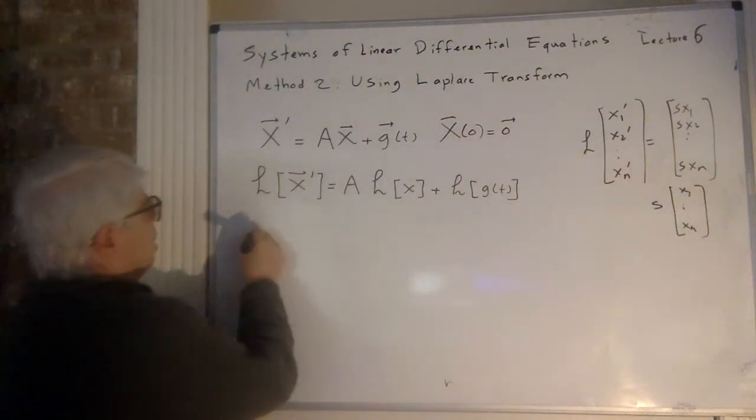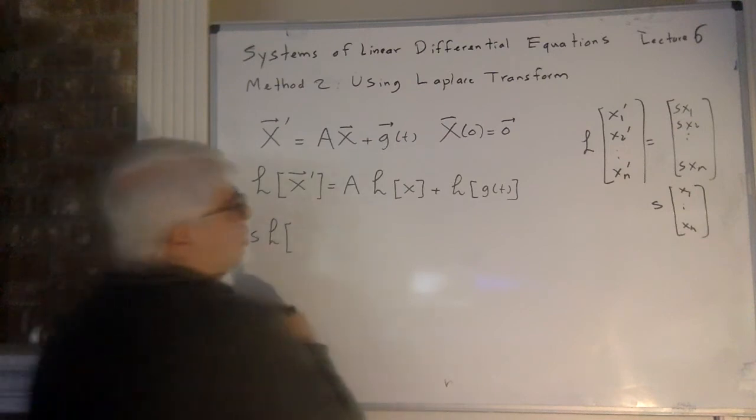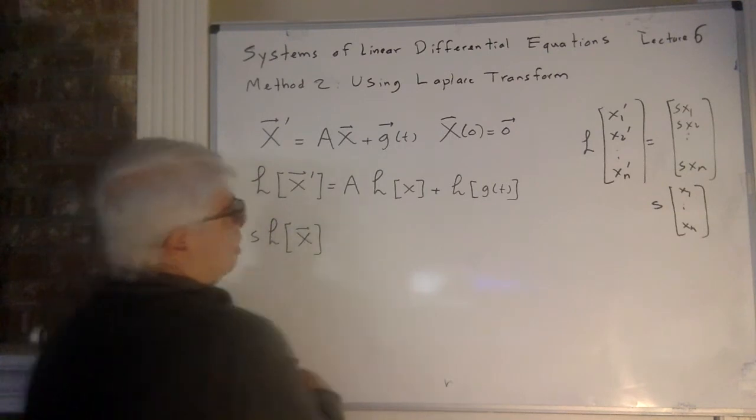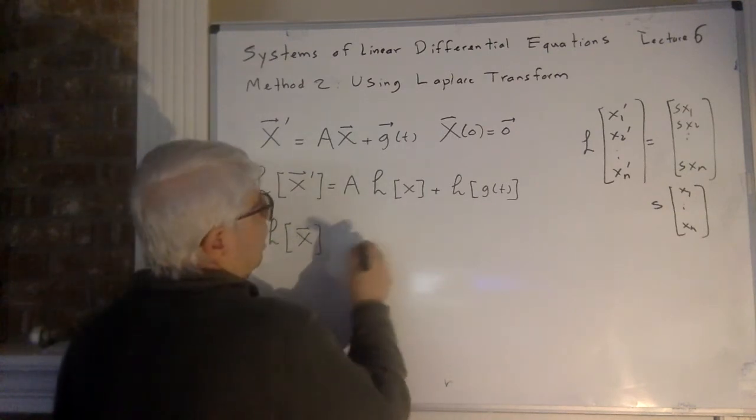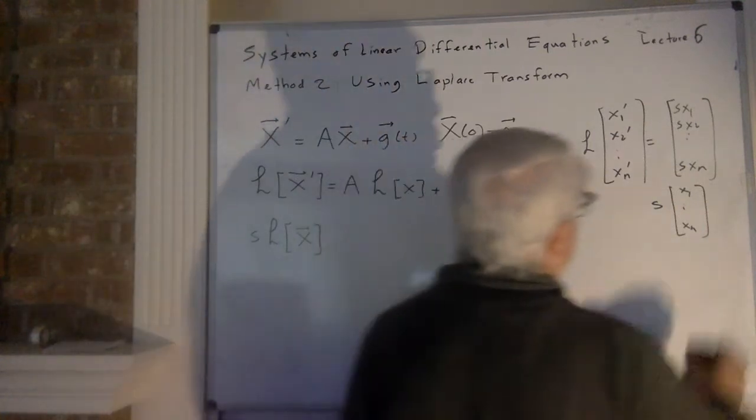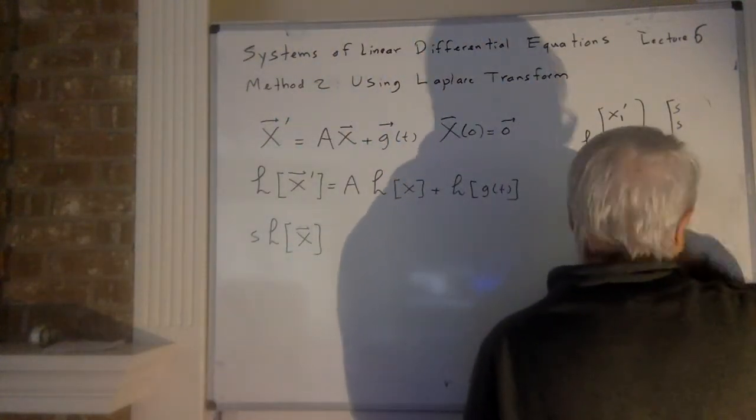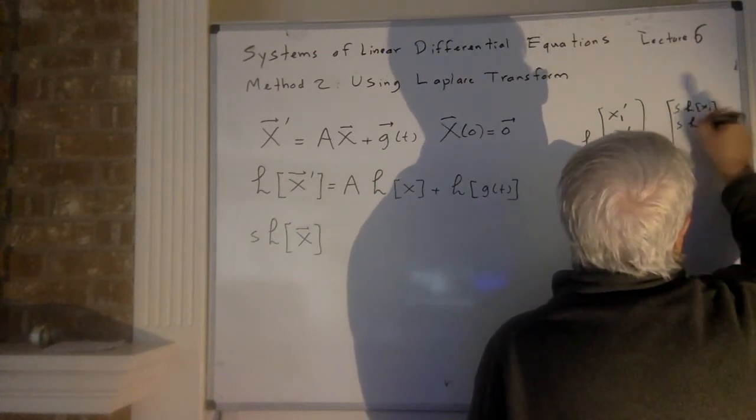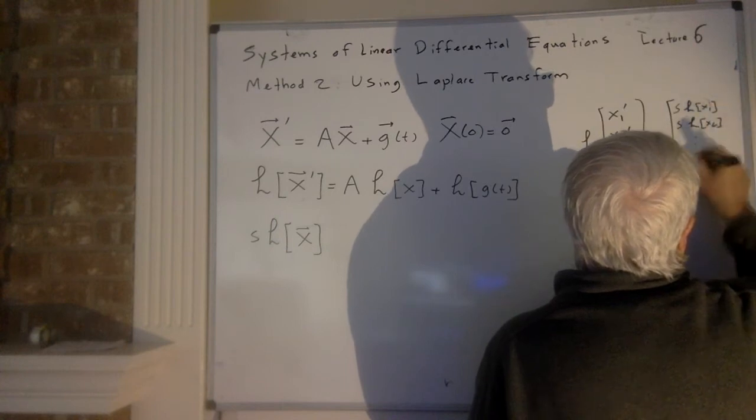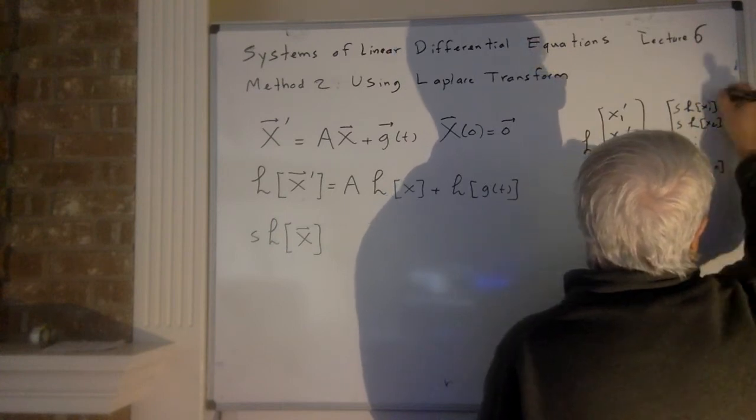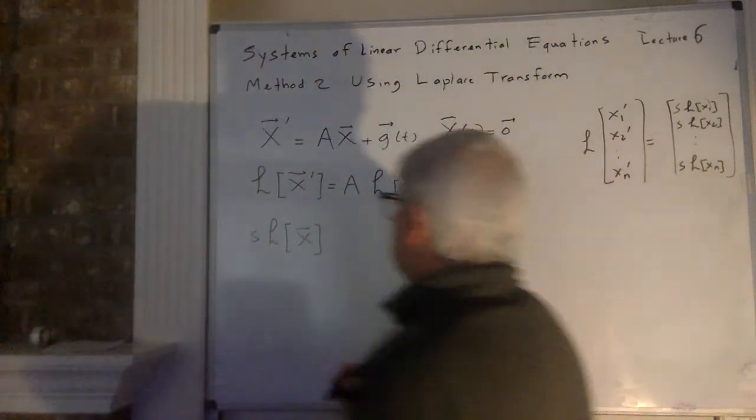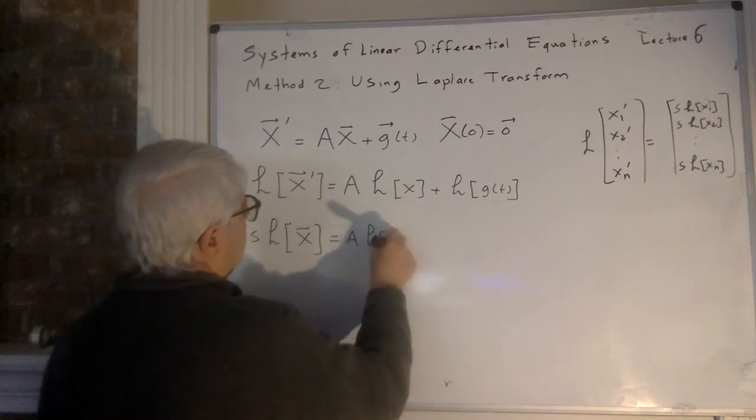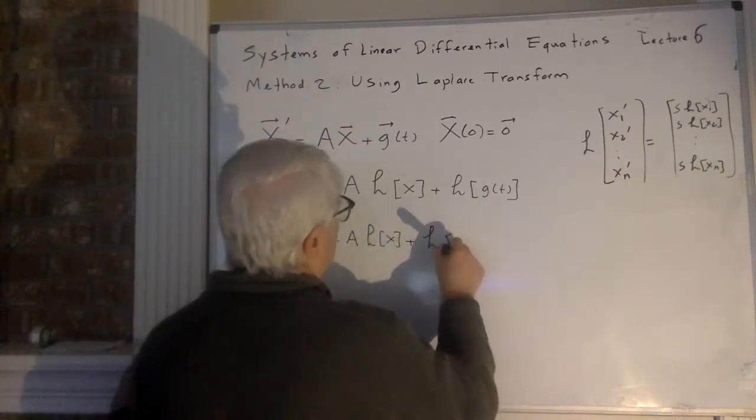So this one will become s times the Laplace of x. That's not x1, sorry, this is in fact the Laplace, not a mistake. That is the Laplace of x1, the Laplace of x2. So that's s Laplace of x, and on this side I just have A times the Laplace of x plus the Laplace of g(t).